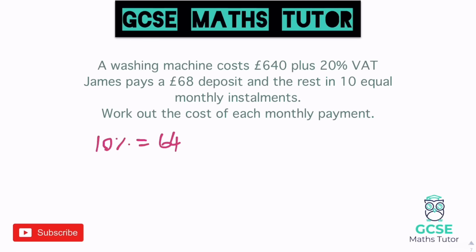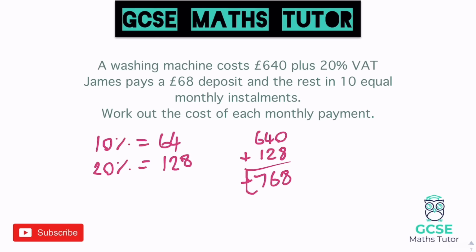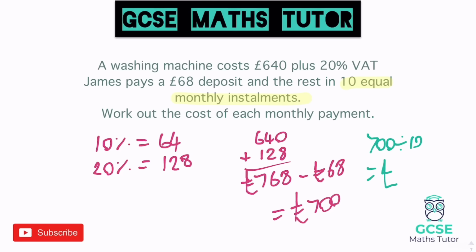10% is £64. 20% will be double that, so double that is £128, so that's the extra amount he's got to pay for VAT. So if we add these together, 640 add 128, we get £768. Now it says he's going to pay a £68 deposit, so let's take that £68 off because that's what he pays right at the start, and that leaves us with £700. Now it says in the question he's going to pay that in 10 equal monthly instalments. So if we finish this off, 700 divided by 10 tells us that he's going to pay £70 per month.